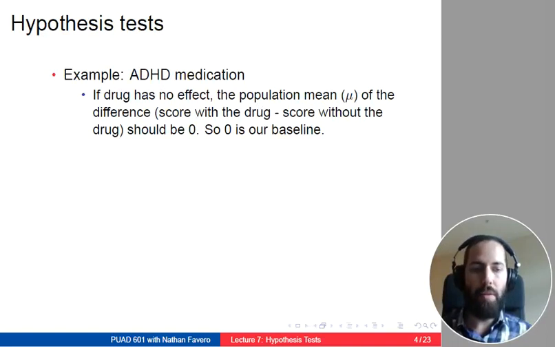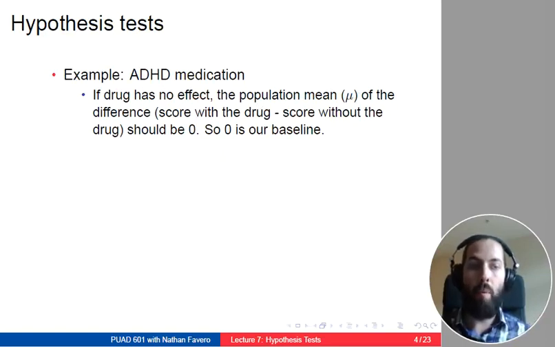We say the population mean because for any individual student, they might happen to score worse one time versus the other time. What people score on these tests tends to bounce around a little bit. We have some noise in the way that we measure things, as with most variables that social scientists care about. So if we had tons and tons of children take this test, we would expect the mean difference to be 0 across all the kids if the drug had no effect. So 0 is going to be our baseline.